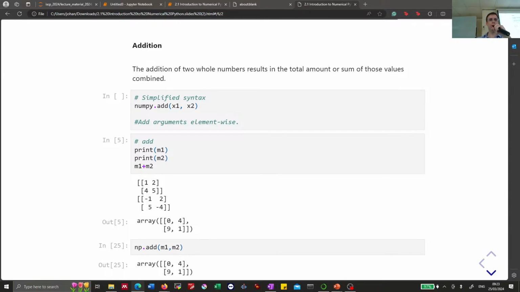Now, we have already seen we can use the plus symbol for the arithmetic operation addition. Now I introduced you some syntax. I introduced you the addition as a numpy function. This has two purposes. First of all, I introduced the method. And second of all, it's our alternative to use array or vector operations using numpy pre-built functions.